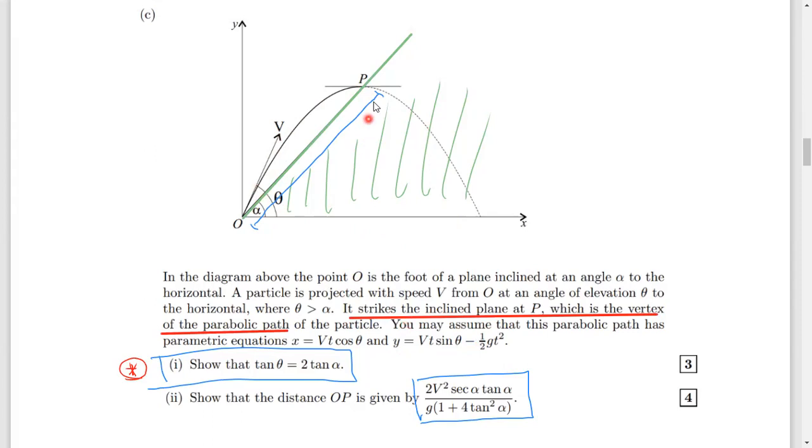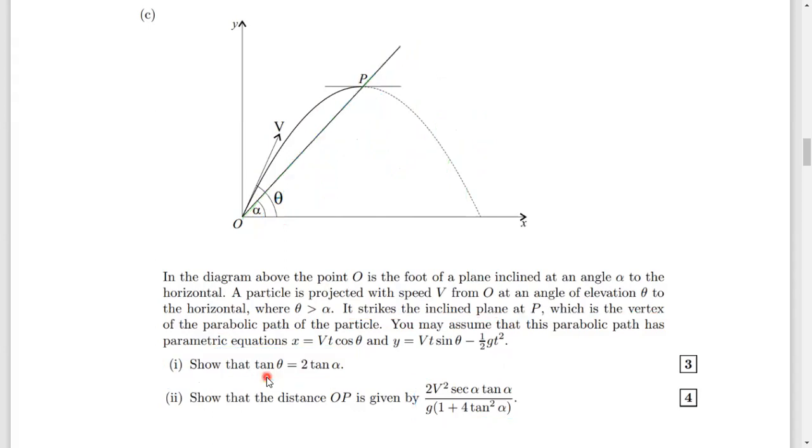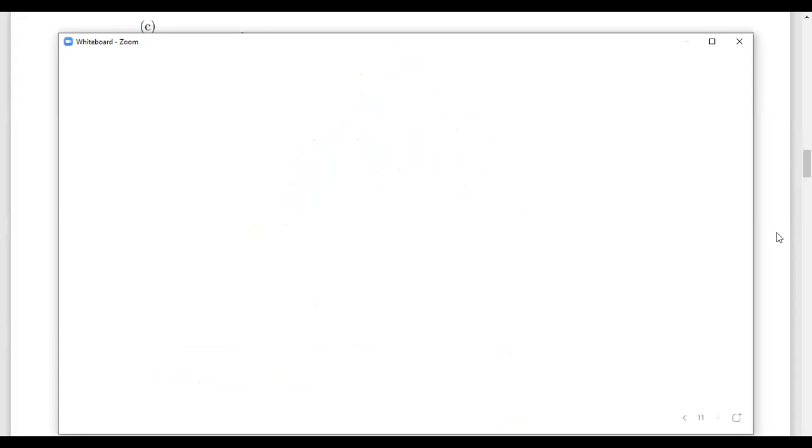You can always strike the inclined plane, basically, but not always will it be at its max height. So we're going to have to use that piece of information that when it strikes here, it will be at the max height and will be horizontal. We're going to have to use that somehow. So let's write out what we know on our new page. So we know that x equals vt cosine theta, and we know y equals vt sine theta minus a half gt squared. We'll do a quick version of our diagram.